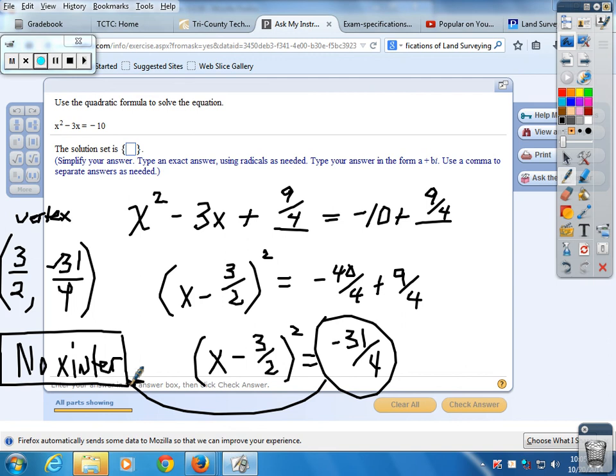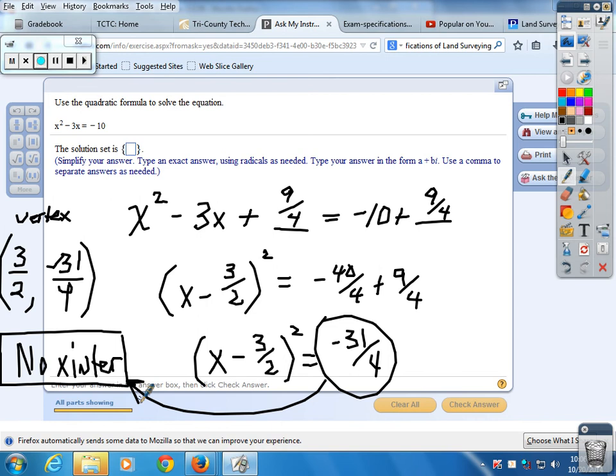I thought you only had no x-intercept. What can you not take the square root of? Or what's the next step of solving for x? I'm sorry, I didn't hear you. You were talking under your breath. What's the next step in solving this? You don't remember? Okay.